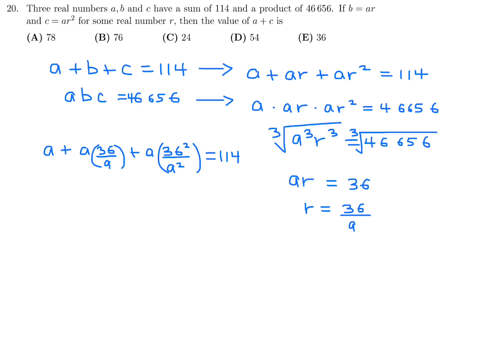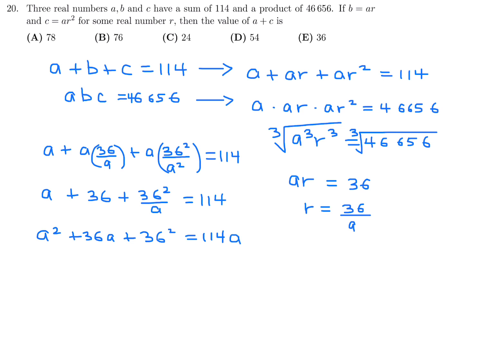Okay, multiply through by, let's see here. Well, let me just simplify this first. This is going to be A plus 36 plus 36 squared over A is 114. Multiply through by A. So I have A squared plus 36A plus 36 squared is equal to 114A, don't forget to multiply that one. That would be very important. So I guess put everything on one side at this point, minus 78A, and then 36 squared is 1296.